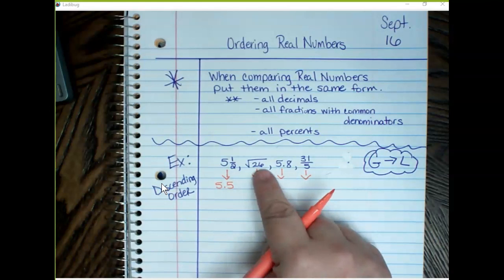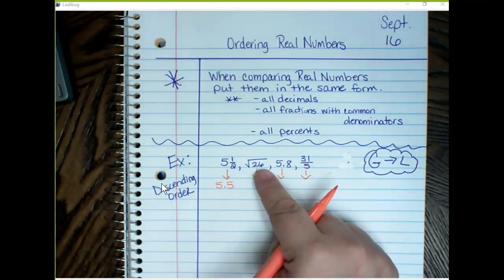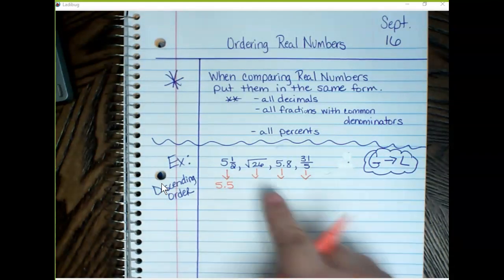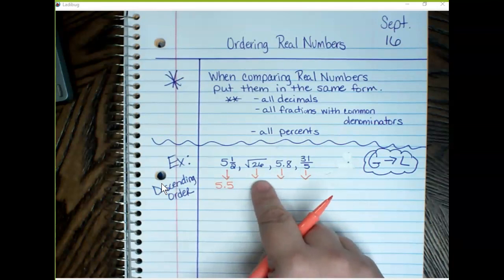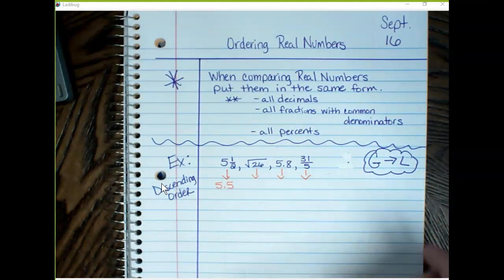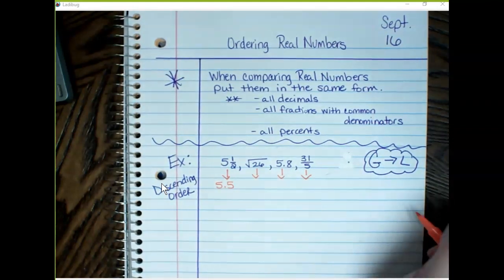Square root of 26. Is that a perfect square? No, so I'm going to have to estimate it, which means I need to go do some side work. I'm not going to do it right here because that's where my decimal goes. I'm going to go off to the side and do some scratch work, or I call it side work.